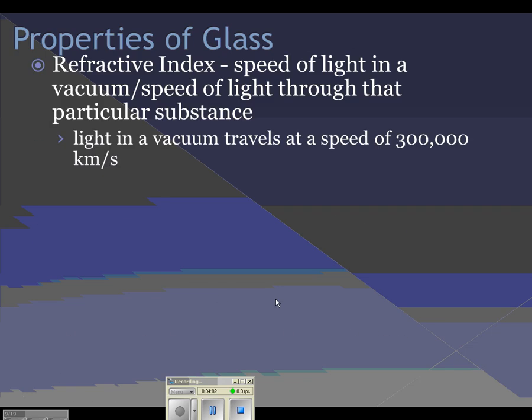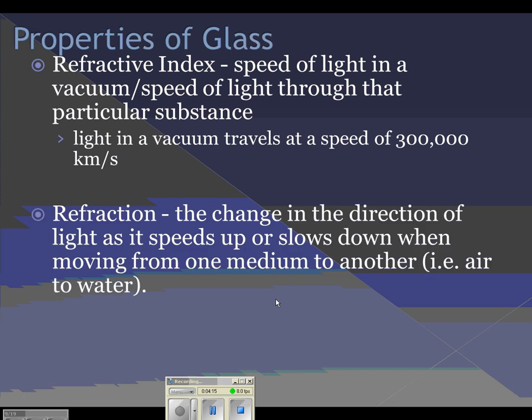Looking at the other property, its refractive index, which is the speed of light in a vacuum divided by the speed of light through that particular substance. So we know that light in a vacuum travels at a speed of 300,000 kilometers per second, which is known, and then we can solve for the other substance.